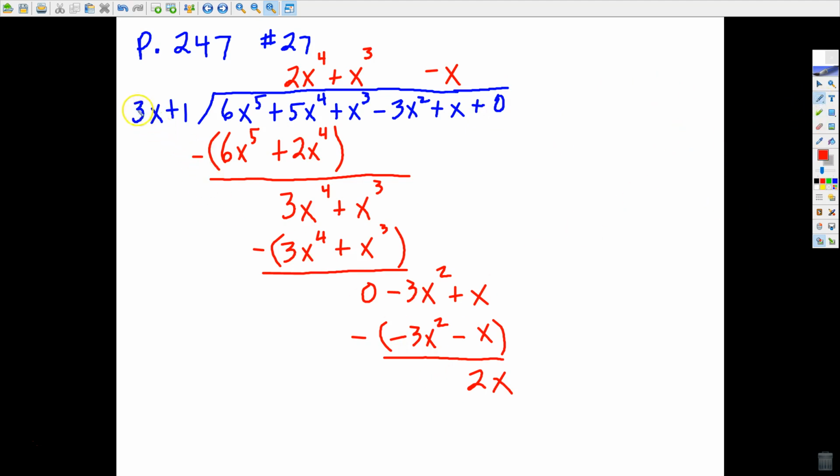But at this point I'm trying to divide 3x into 2x, in other words 2x being divided by 3x. Well, we have a similar situation as what we had earlier. The result of that is just going to be 2/3.